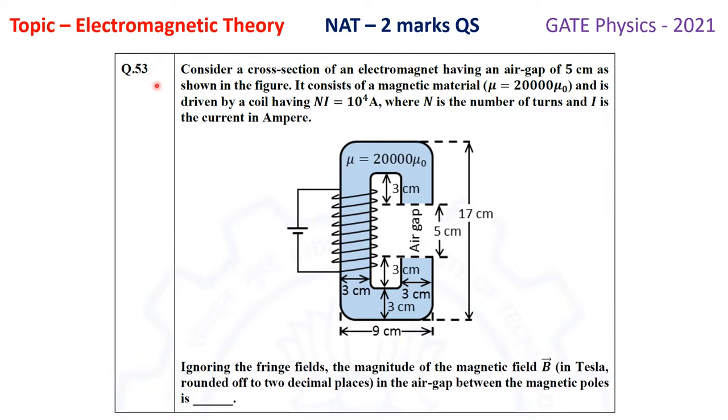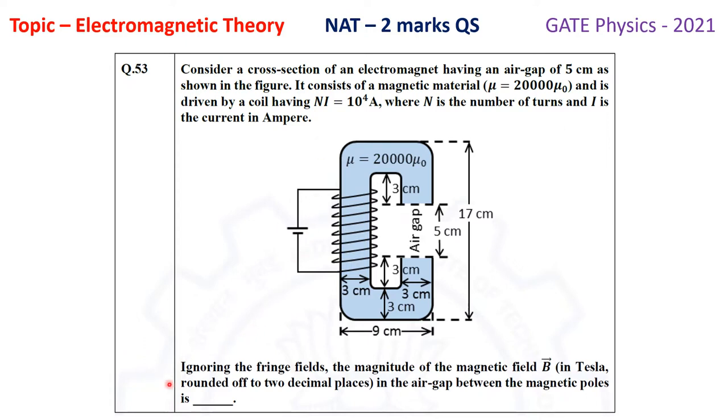According to the question, consider a cross-section of an electromagnet having an air gap of 5 cm as shown in the figure. It consists of a magnetic material having magnetic permeability mu equals to 20,000 times mu naught, where mu naught is the magnetic permeability of vacuum, and is driven by a coil having N times I equals to 10 to the power 4 amps, where N is the number of turns and I is the current in ampere.